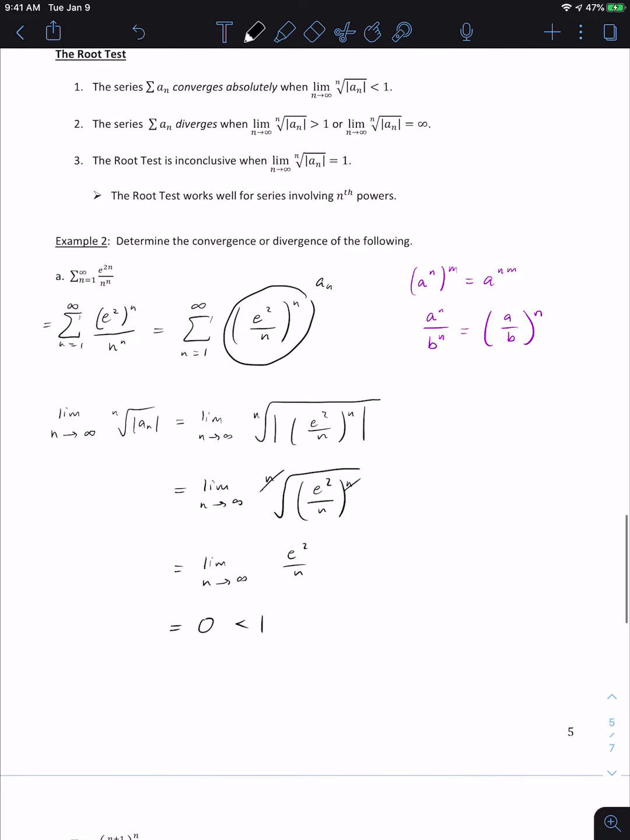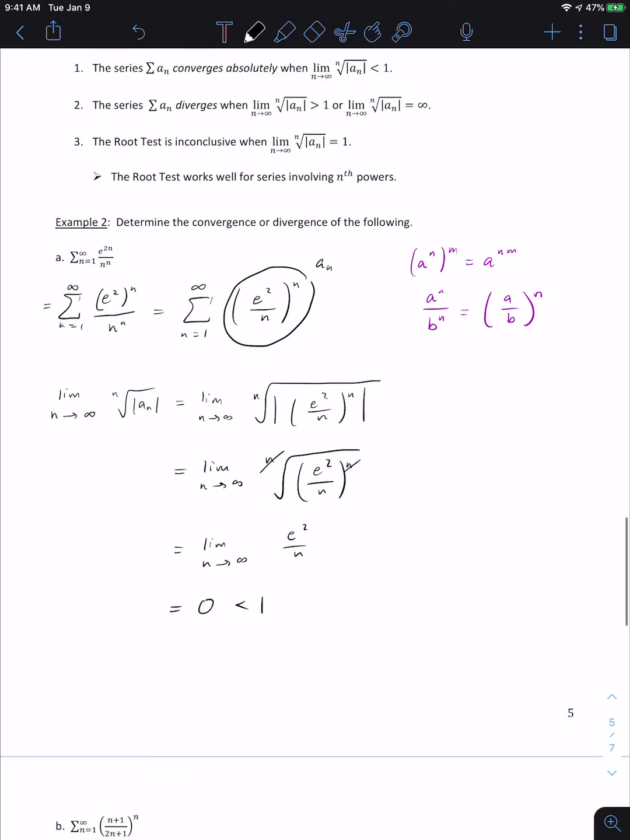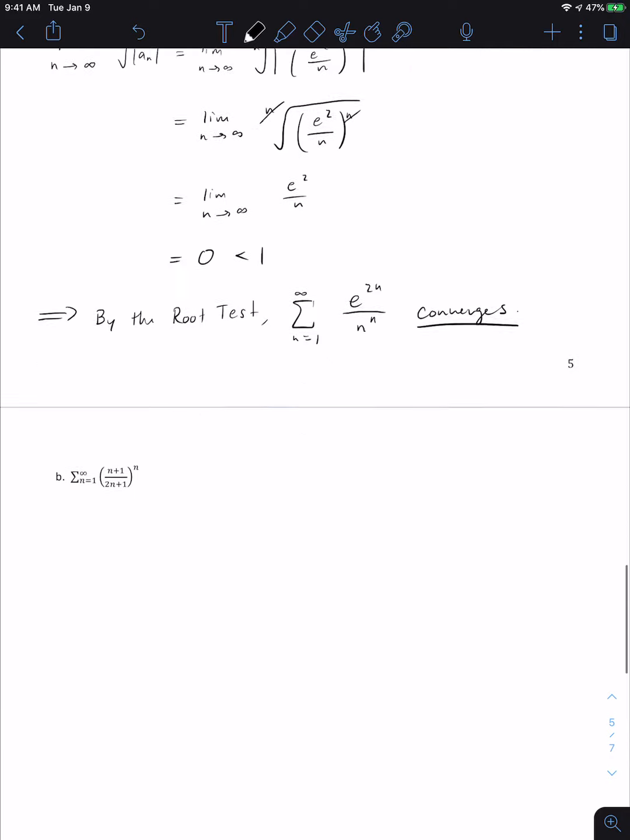So what does that tell us? The root test tells us that it converges. So by the root test, this series, e to the 2n divided by n to the n, converges. Okay. So one more here.